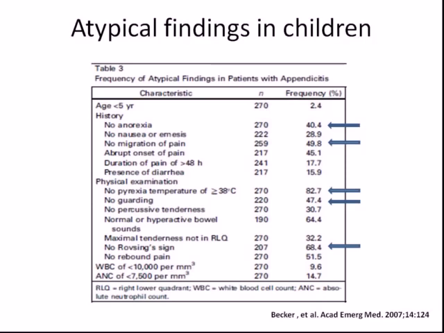However, although not sensitive for appendicitis, the presence of decreased bowel sounds and a positive Rovsing sign, which are not shown here in this table, had the highest likelihood ratio in predicting appendicitis in patients with abdominal pain in this study.